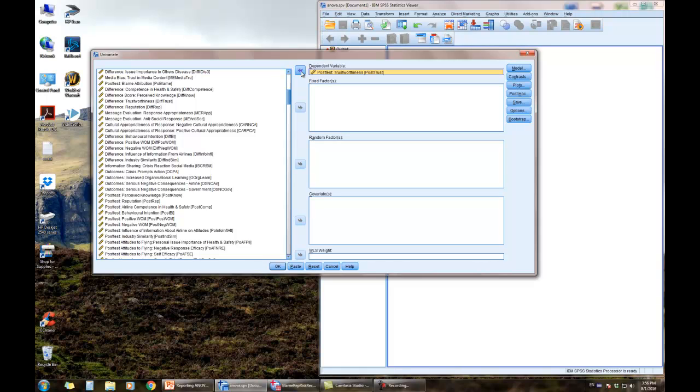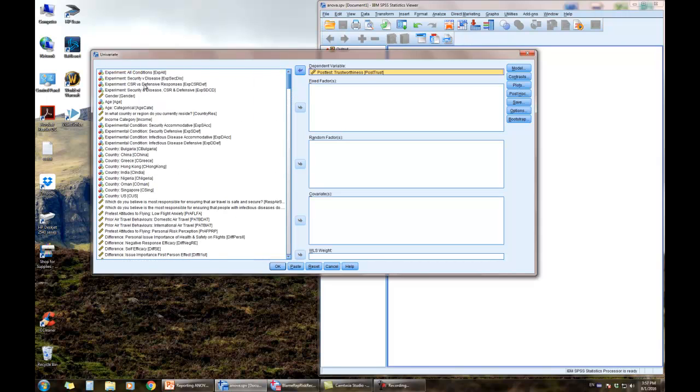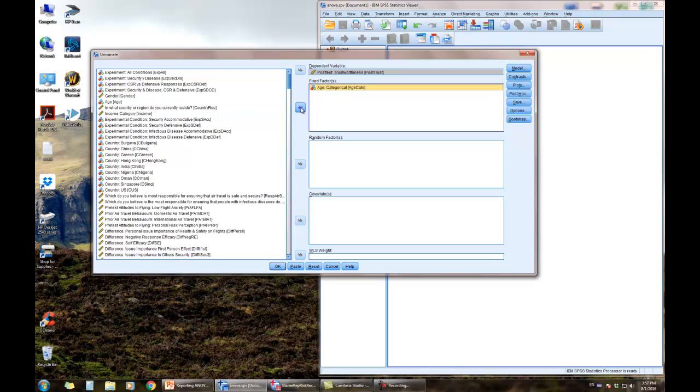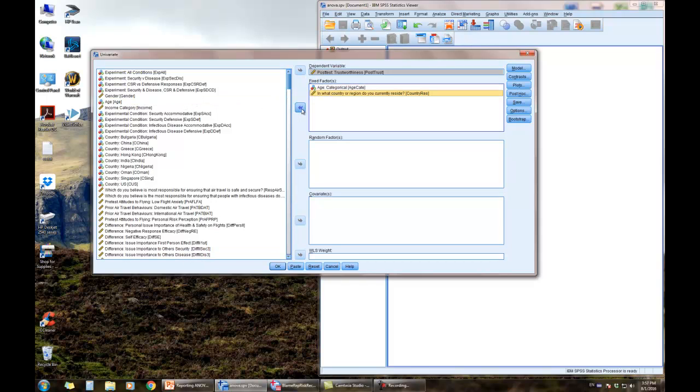So now, what SPSS means by fixed factors are your independent variables. So let's get our 2 independent variables and put them into our fixed factors box. So our first independent variable is that of age, and it's our categorical one. So we move that over. And then we're also interested in nationality. So we move that over.